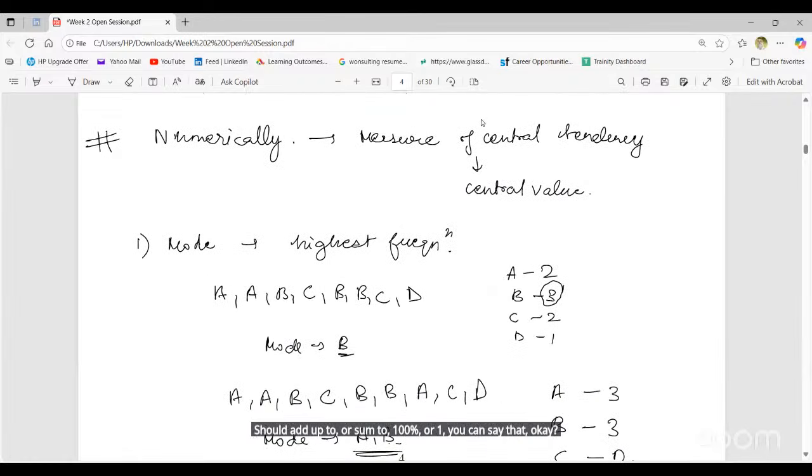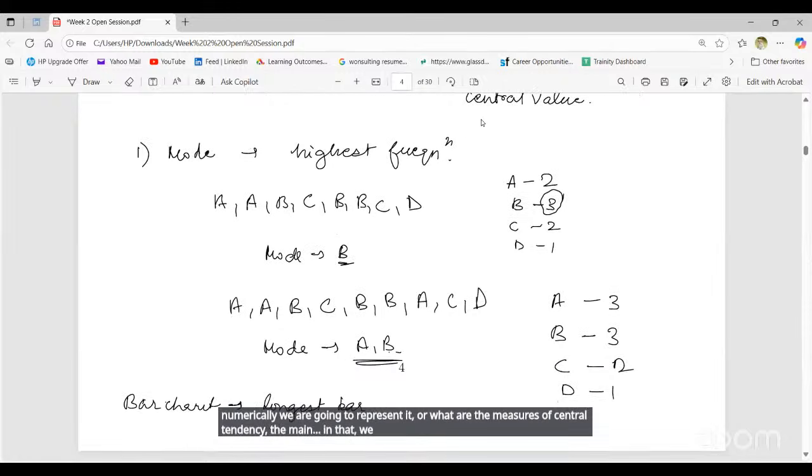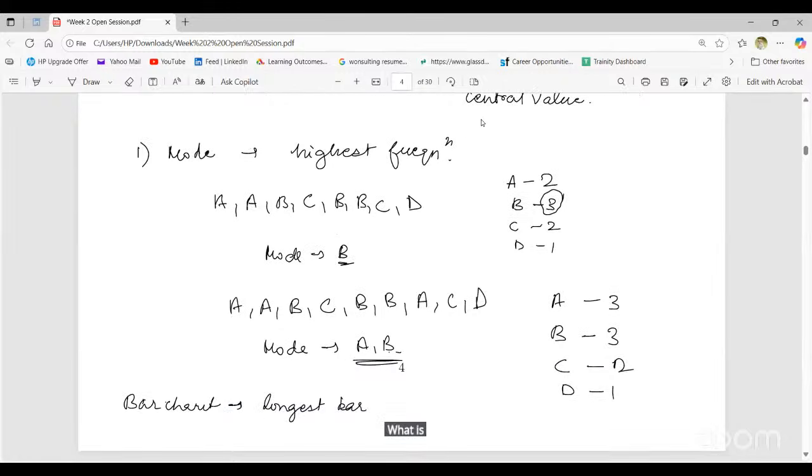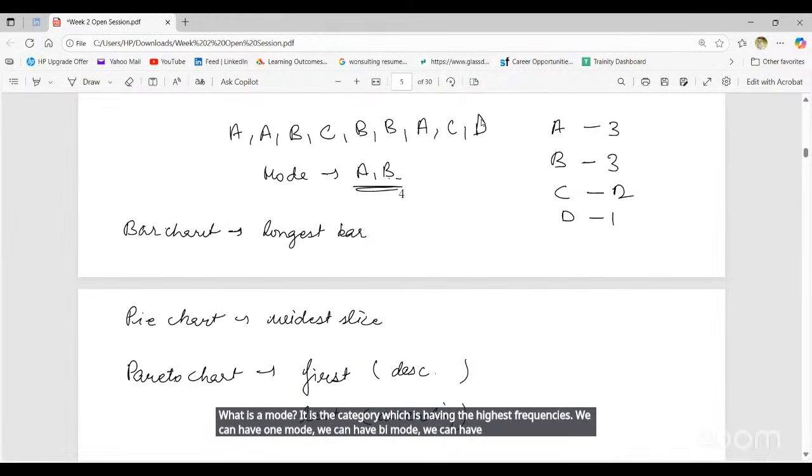Now, this was how we represent it graphically, and how do we represent it numerically? What are the measures of central tendency? In that we have two main things: mode and median. What is a mode? It is the category with the highest frequency. We can have one mode, a bimodal, or multiple modes, right?